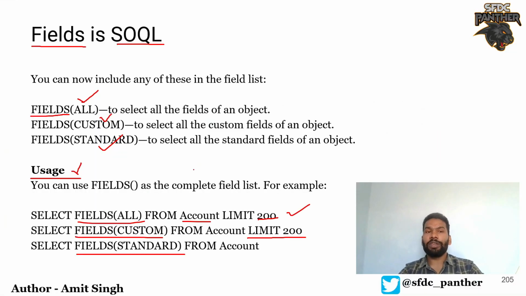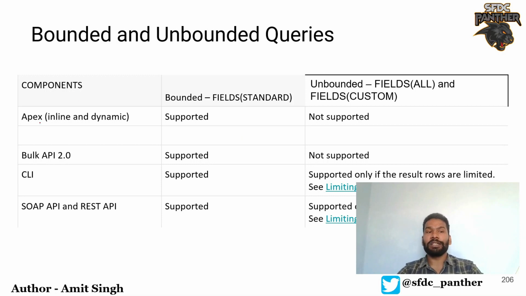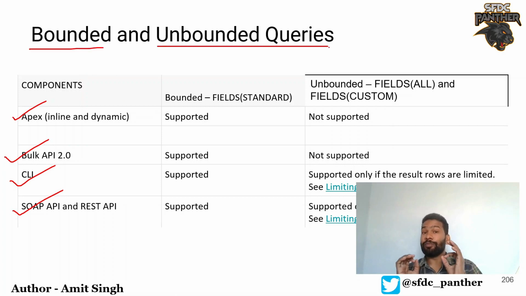There is a limit while we are doing this over various places, various components, like over Apex. We are using Bulk API, Salesforce CLI, SOAP API or REST API. So these queries are known as bounded and unbounded queries. Again, you need to be more careful while using this FIELDS function inside your APIs, classes or various components listed over this. So you can see here, bounded queries are those using the STANDARD value as a FIELDS method, and the rest two values, ALL and CUSTOM, are known as unbounded queries.